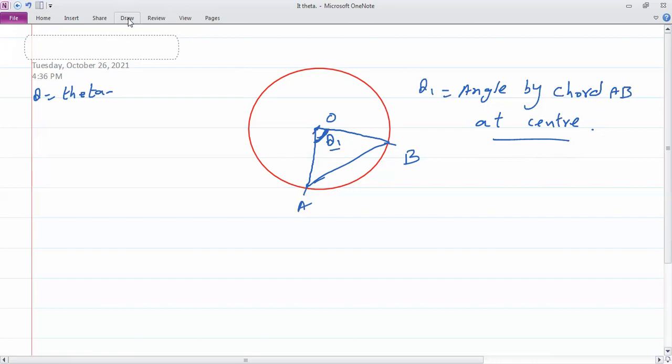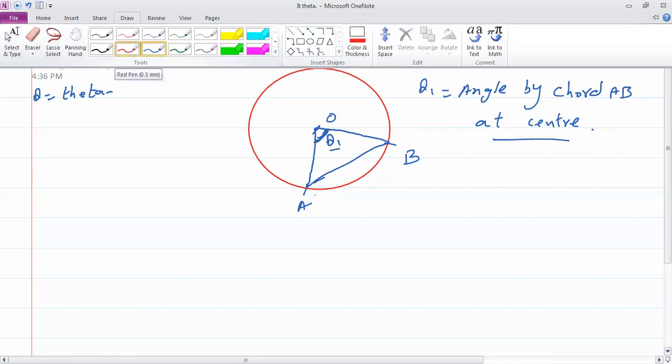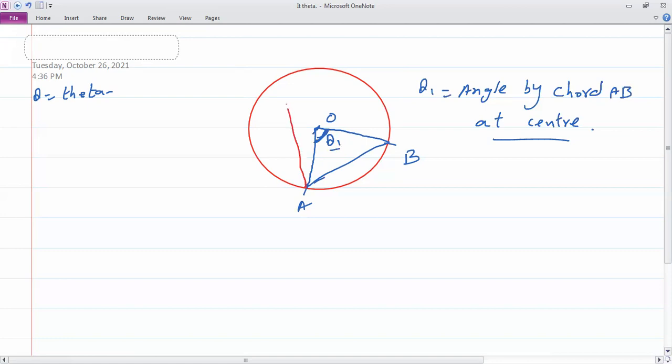Now, if the same chord, let's say, if from this chord I take it anywhere on the circle, from here till here, let's say this angle is theta 2. So what I will say, theta 2 is the angle by chord AB, because look again, same chord AB is making the angle on the circumference.